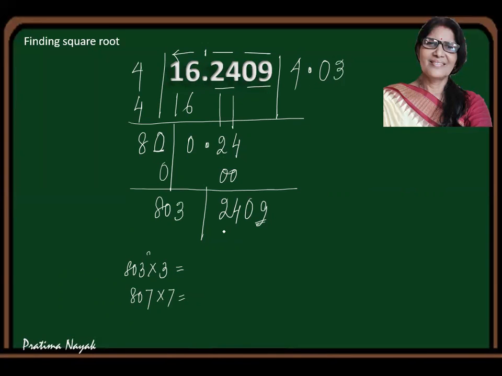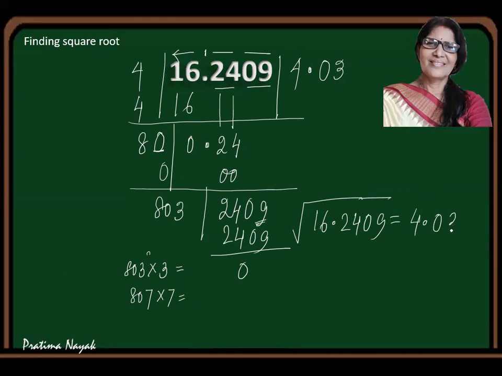This is 32409. So square root of 16.2409 is equal to 4.03.